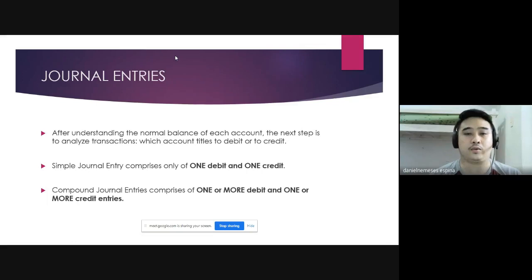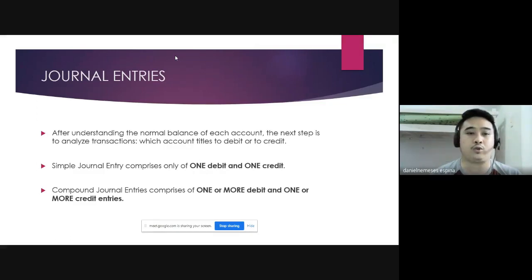Again, knowing which account titles to debit or to credit is very important, because if you get it wrong at this step, then expect that from posting to trial balance to financial statements, everything will be wrong. Okay? So in journalizing, it should already be correct. Okay?